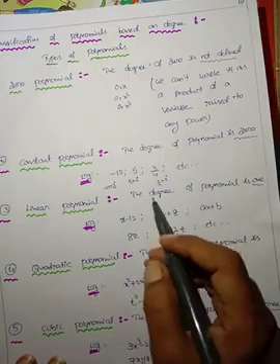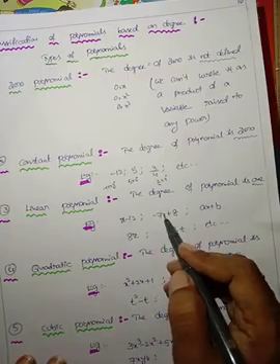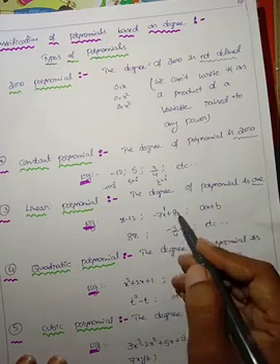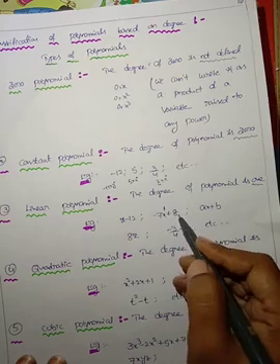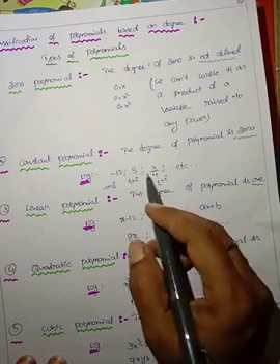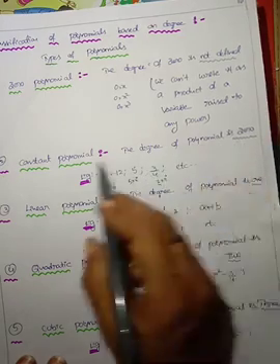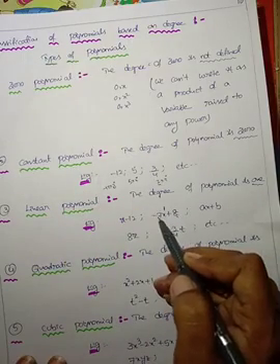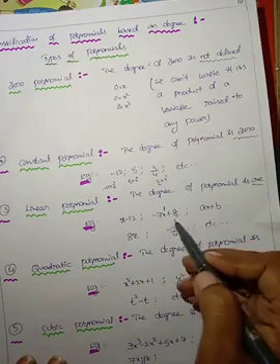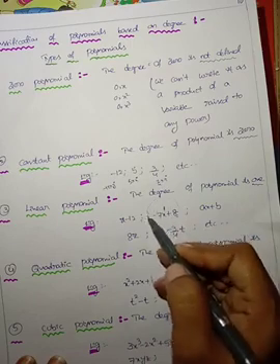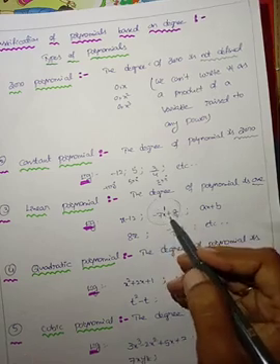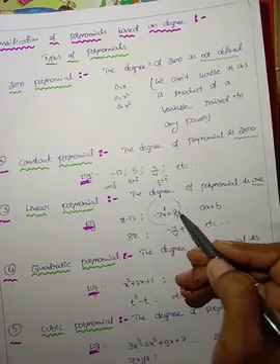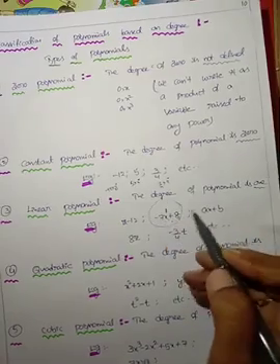Linear polynomial: minus 7x plus 8. The exponent of x is equal to 1, so the degree of this term is 1. The degree of the constant term is 0, and a constant polynomial has degree 0. What is the degree of this polynomial? It is the highest degree, that is 1. So this is also called a linear polynomial.